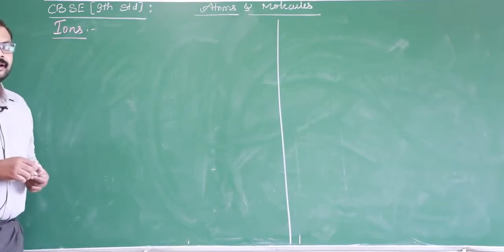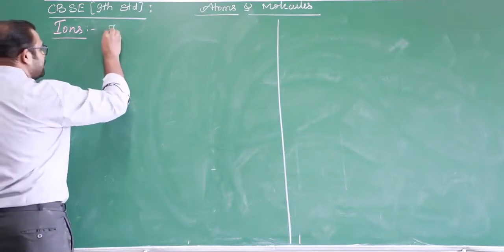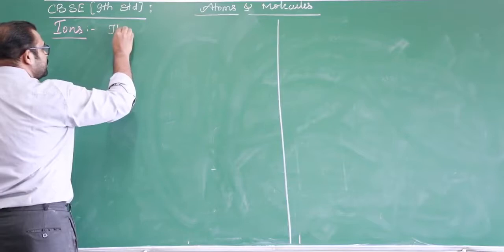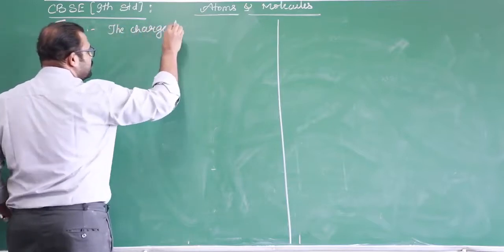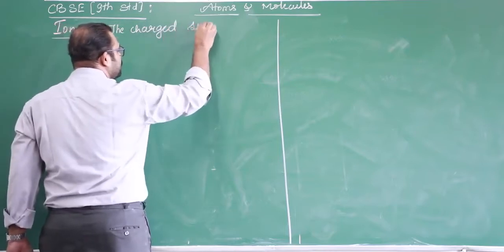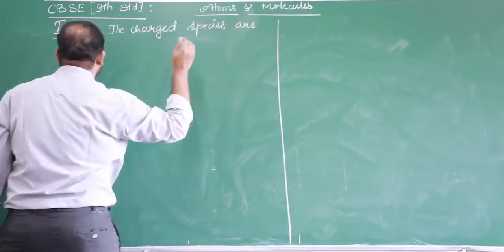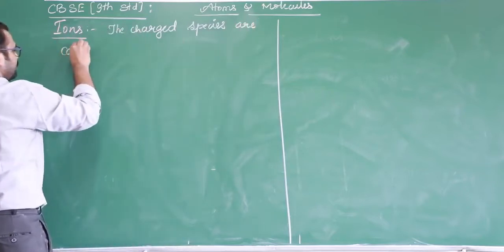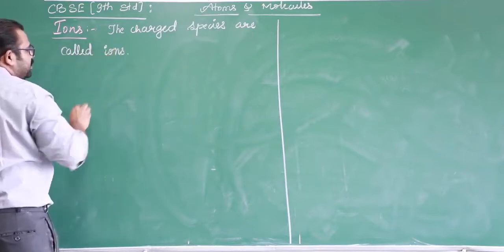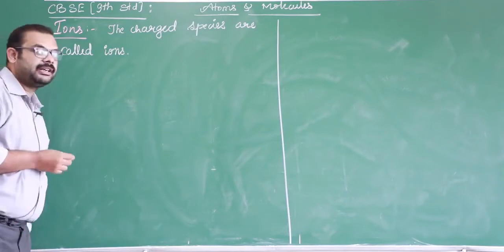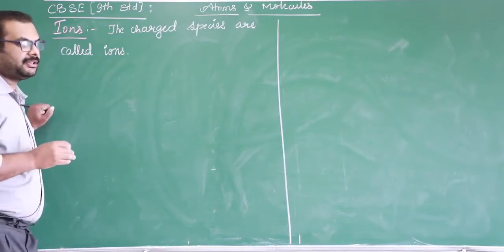So let's see what is meant by ions. Ions are charged species. The charged species are called ions. When they get charges, what kind of charges may they get? They may get either a positive charge or a negative charge.